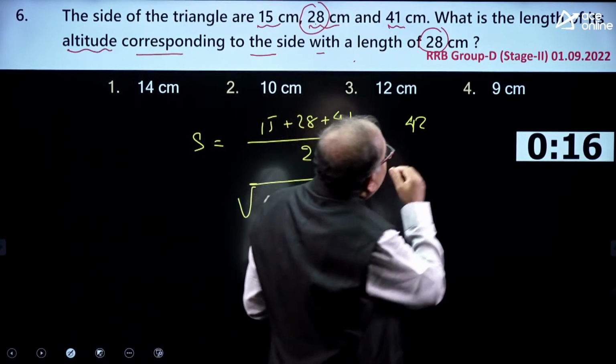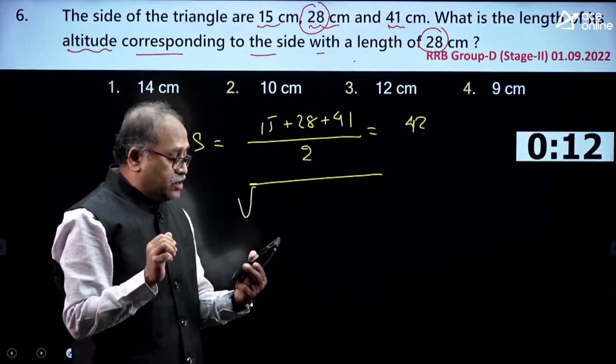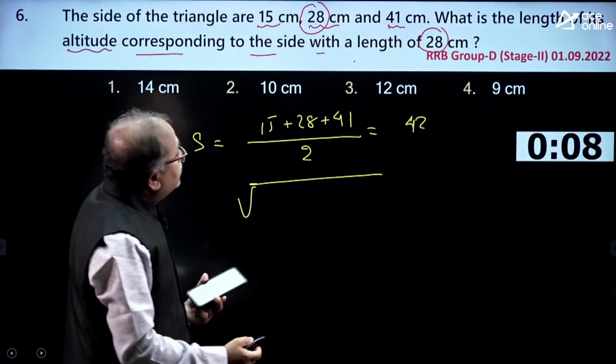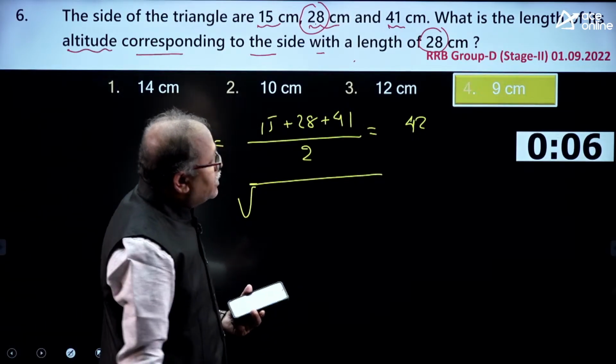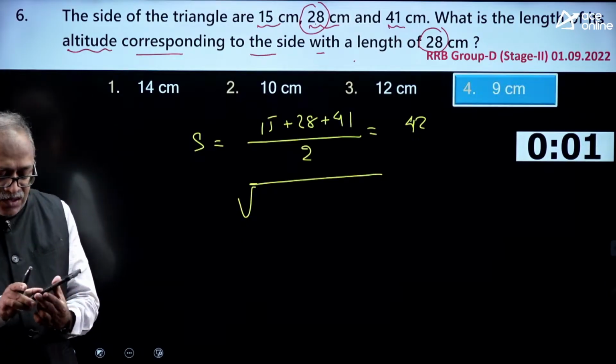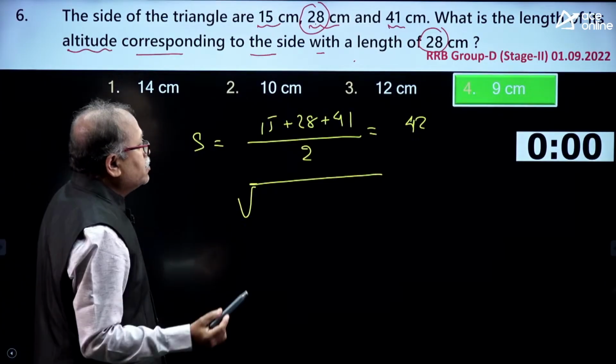Which year exams? That is Group D, RRB Group D of 2022. Let me check your answer. As I said, you don't need 30 seconds. Your answer is correct, and so fast you have calculated, I really appreciate. Anusha, you too have done so nicely.